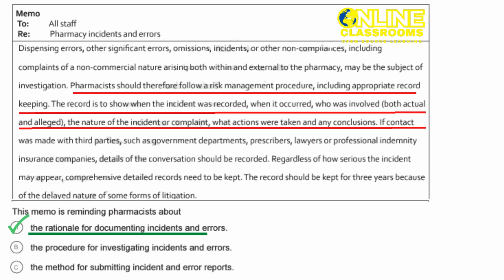The record is to show when the incident was recorded, when it occurred, who was involved, both actual and alleged, the nature of the incident or complaint, what actions were taken, and any conclusions. If contact was made with third parties, such as government departments, prescribers, lawyers, or professional indemnity insurance companies, details of the conversation should be recorded. Regardless of how serious the incident may appear, comprehensive detailed records need to be kept. The record should be kept for 3 years because of the delayed nature of some forms of litigation. Now, from the paragraph, you can understand that the paragraph mentions the rationale for documenting incidents and errors.